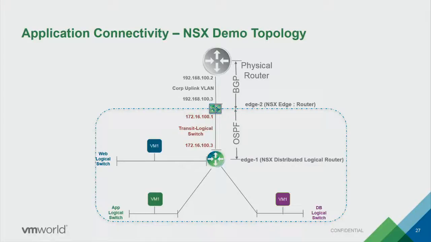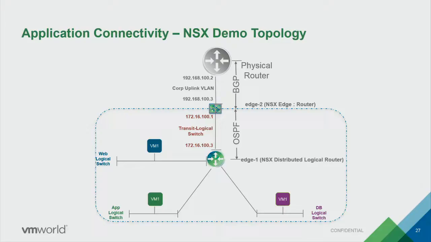So let me explain the scenario that I'm trying to do here. What I have is a 3-tier app deployed in NSX, our favorite app, which is the web, app, DB, with 3 logical switches connected to a distributed logical router, and that logical router connects to an NSX edge gateway, and this NSX edge gateway connects to the physical world, which is the physical router.